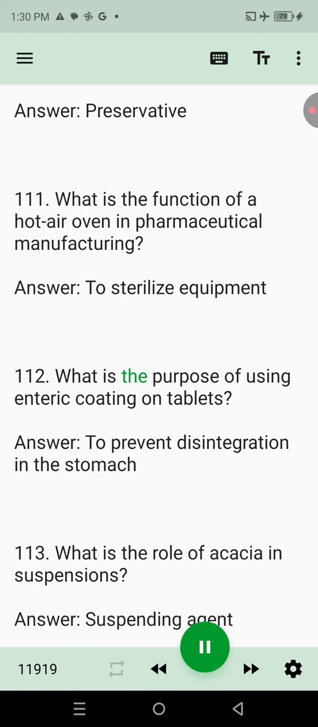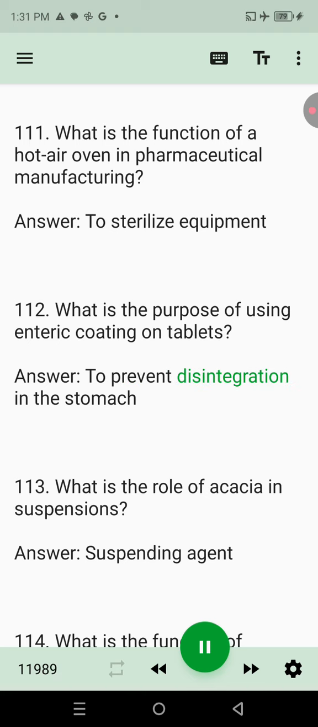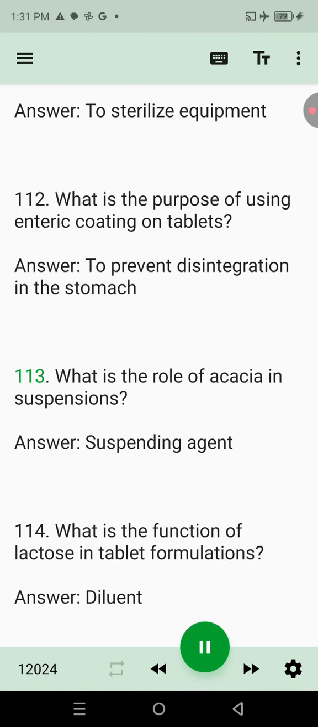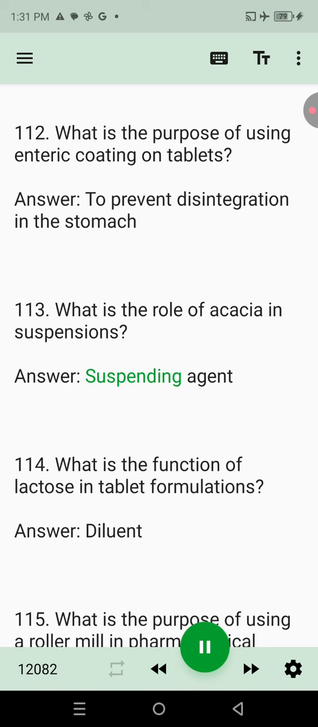112. What is the purpose of using enteric coating on tablets? Answer: to prevent disintegration in the stomach. 113. What is the role of acacia in suspensions? Answer: suspending agent.